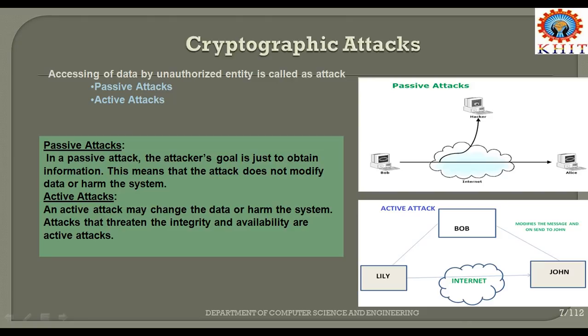Active attack means, for example, Lily is the sender. She is sending some data to John. The data is obtained by Bob, who modifies the message and sends it to John. Modified data will be sent to John. John receives the modified data. That is the active attack.